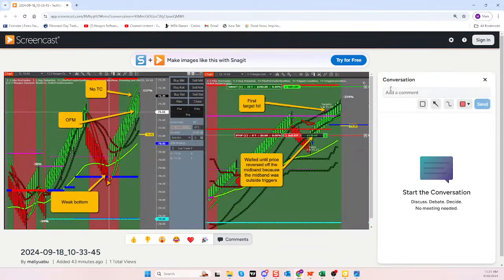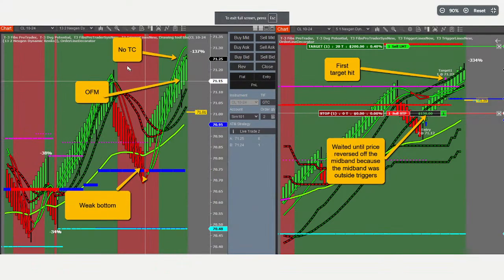All right, Ollie. Everything says up. The path is clear. And since the mid-band wasn't inside of the triggers, you waited for the reversal bar. You got paid, and you have no risk. And Ollie, this is a beautiful trade. All is forgiven, my friend.